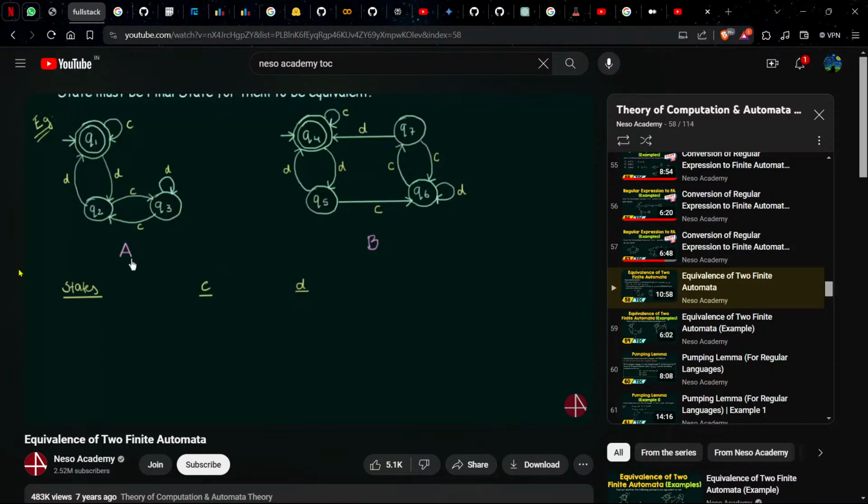Okay, so if you notice, in automaton A the initial state is Q1 and the final state is also Q1. And even in automaton B, Q4 is the initial state as well as the final state. So here also the initial state and final state is the same.